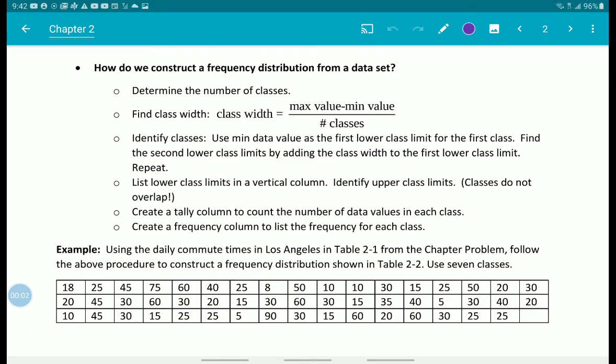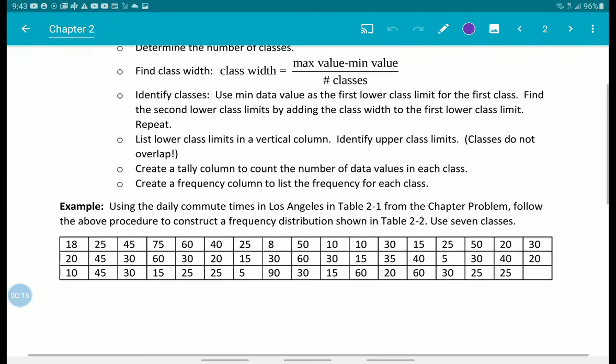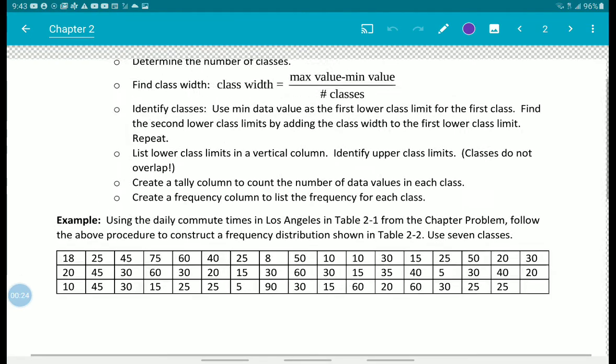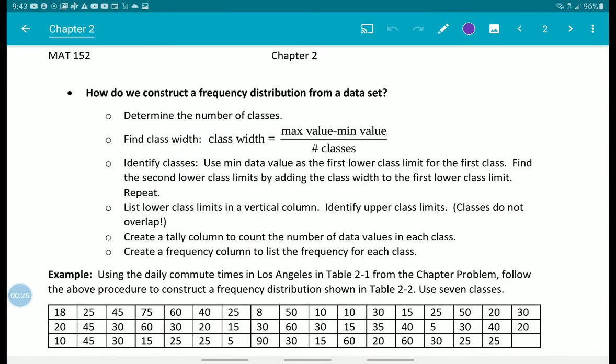In this video, we're going to talk about how we create a frequency distribution from a data set. So let's begin. If we have a data set, and we're going to use the data set below, which is daily commute times in LA, to construct a frequency distribution, we first have to figure out how many classes we want. Usually, if this is a MyMathLab problem, it will be given to you. If this is a real life problem, you may have to look at the data and gauge how many classes you want.